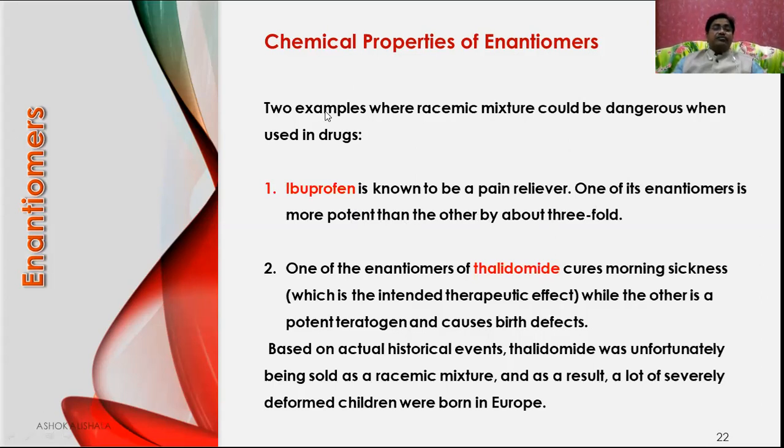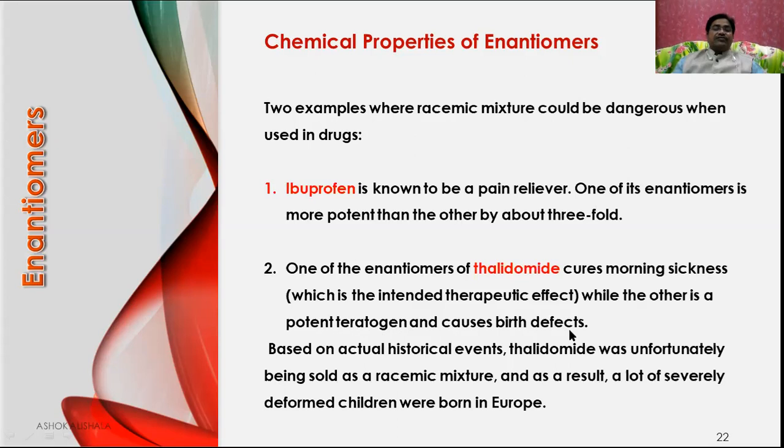And you can observe how, when the enantiomer is changed, that means the configuration is changed, its property is increased by threefold. Similarly, one very popular drug is thalidomide. One enantiomer of thalidomide cures morning sickness, which is the intended therapeutic effect, while the other is a potent teratogen and causes birth defects.